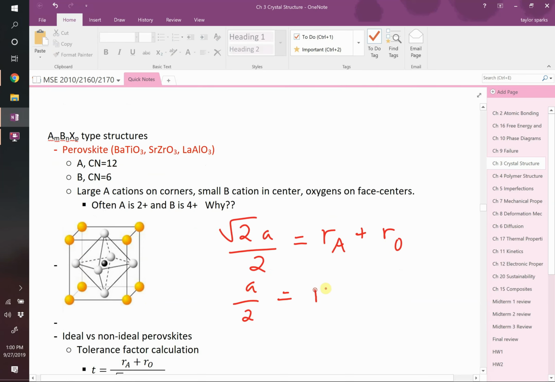That should be equal to the radius of the B ion plus the radius of oxygen. Okay? In an ideal perovskite, when you plug in the values for your radii for B, O, and A, you would get the same A parameter. Right? That would be an ideal perovskite. But sometimes that's not going to happen, right? Maybe it's off a little bit, and so you end up with distortions, right?